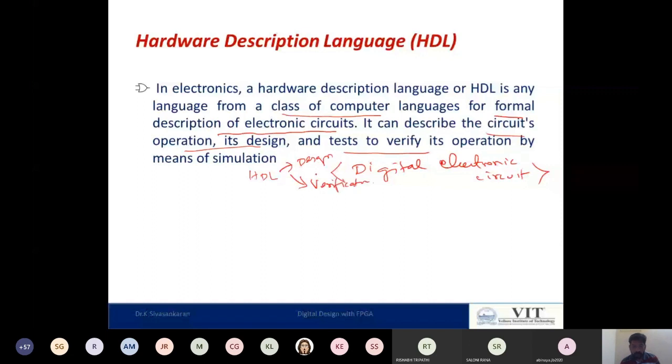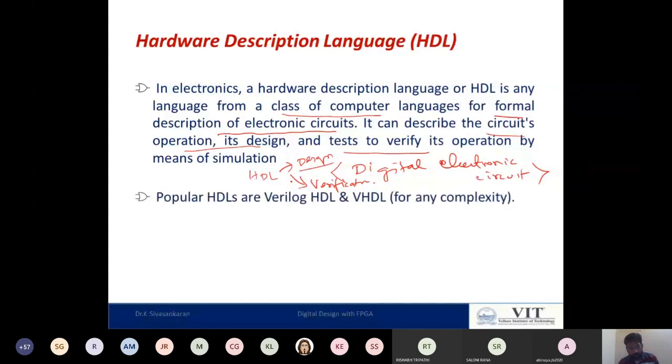So for both logic verification and the design, we'll use the same HDL. There are two popular HDLs. One is Verilog, the other one is VHDL, for any complexity. I hope some of you might have already done VHDL or some might have done Verilog. In this course, we'll be focusing more on Verilog HDL.